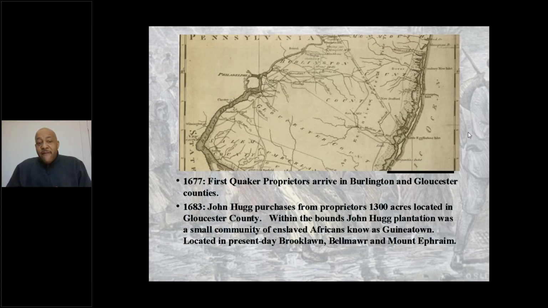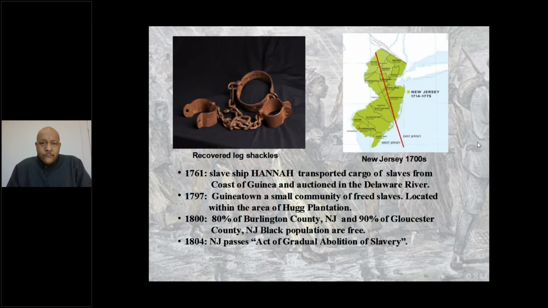All right, so in 1677, the first Quaker proprietors arrived in Burlington and Gloucester counties. We know that in 1683, John Hugg purchased from the proprietors 1,300 acres of land located in Gloucester County. Within the bounds of John Hugg Plantation was a small community of enslaved Africans known as Guineatown, located in present-day Brooklawn, Bellmawr, and Mount Ephraim, New Jersey. In 1761, the slave ship Hannah transported a cargo of enslaved Africans from the coast of Guinea and auctioned them at the Delaware River. In 1797, Guineatown was a small community of freed slaves located within the area of the Hugg Plantation.